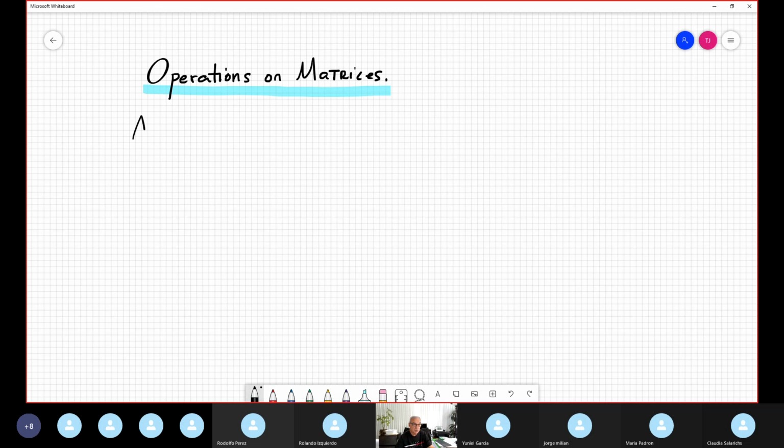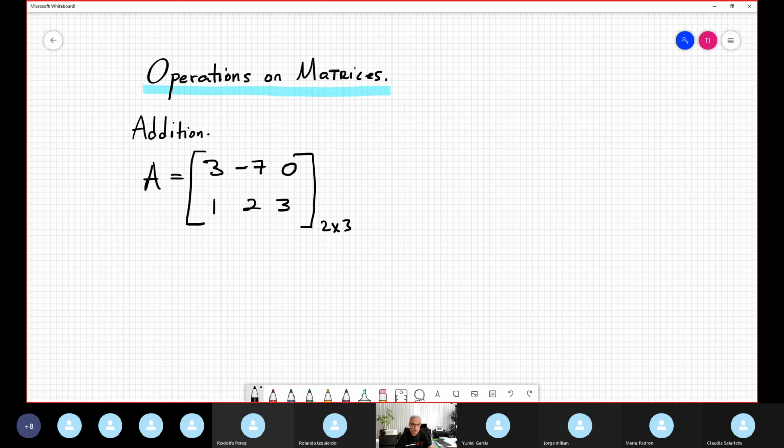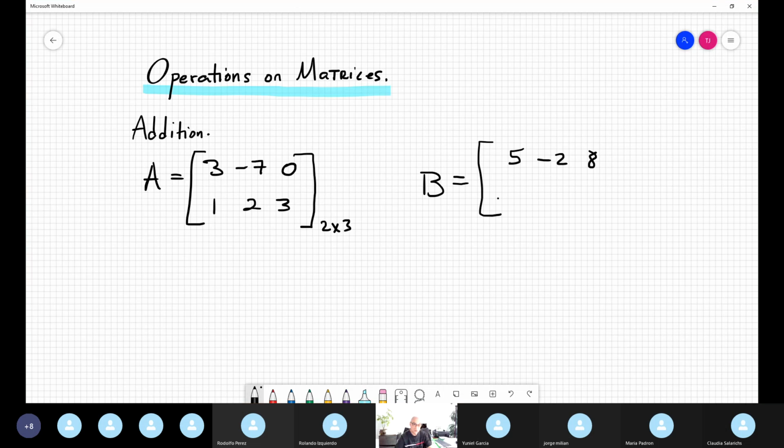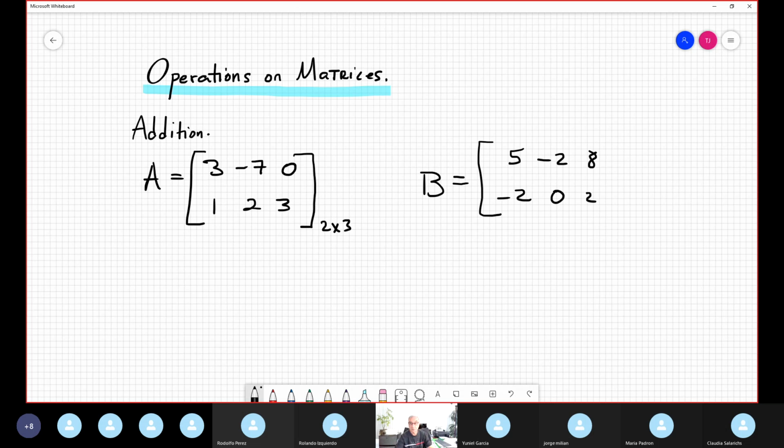Suppose that we have addition of two matrices. The matrix capital A, normally the letter that we use for a matrix is capital: 3, -7, 0, 1, 2, 3. And by the way, the dimension of that matrix is 2 by 3, no? 2 rows, 3 columns. And we have another matrix B, capital B, which is 5, -2, 8, -2, 0, and 2. And it's the same dimension.